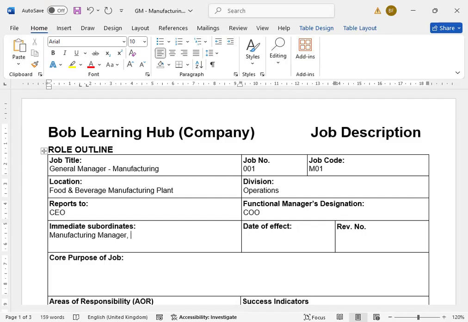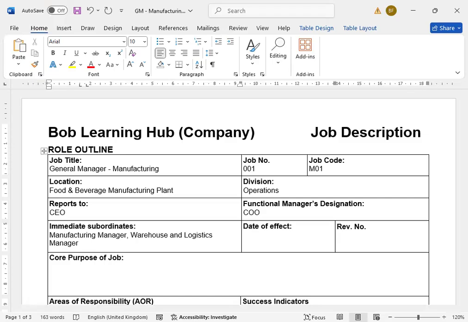And another one would be we need a warehouse. It could be a warehouse and logistics manager. Okay. So if you belong to the HR or training department, you need to understand how a job description is going to be written.